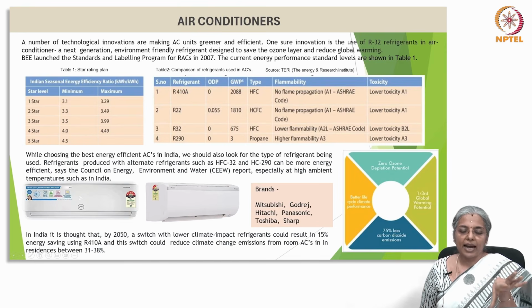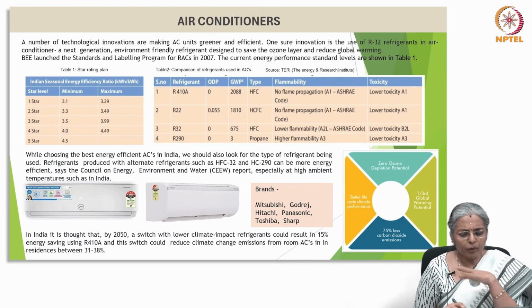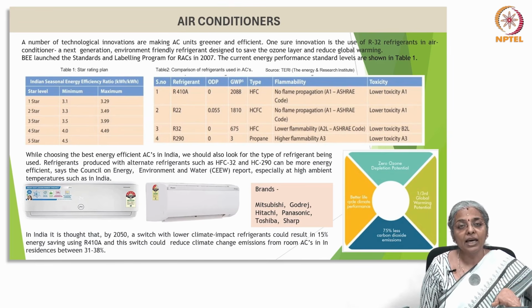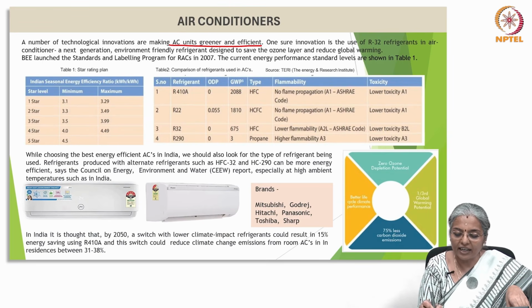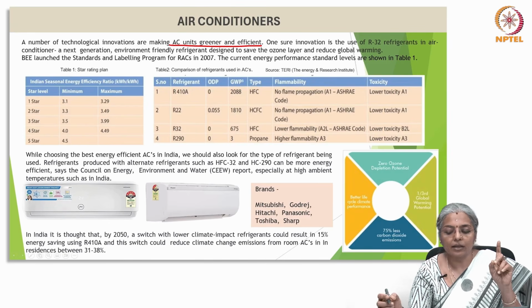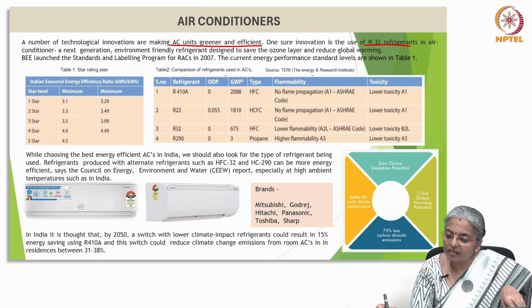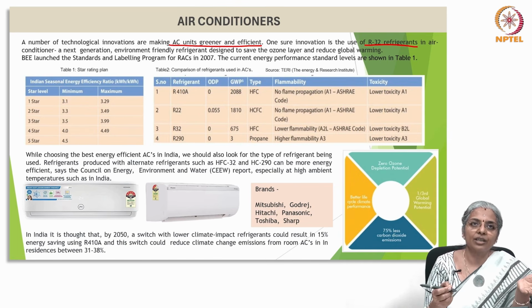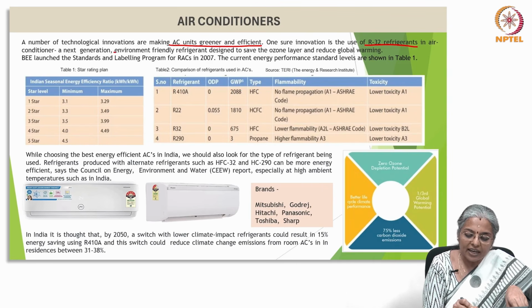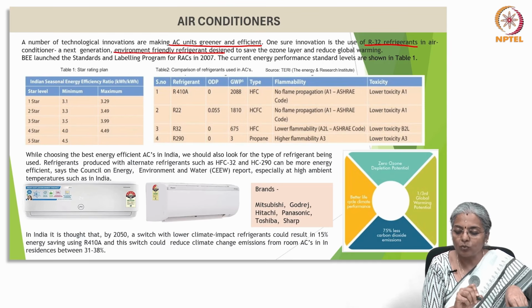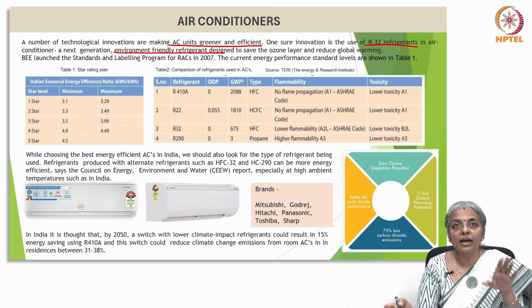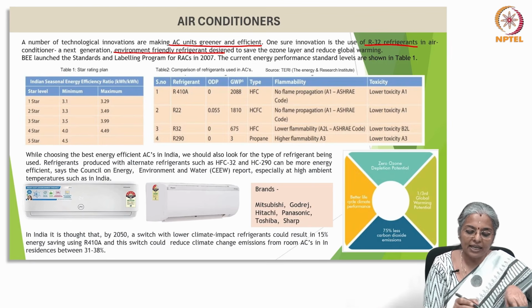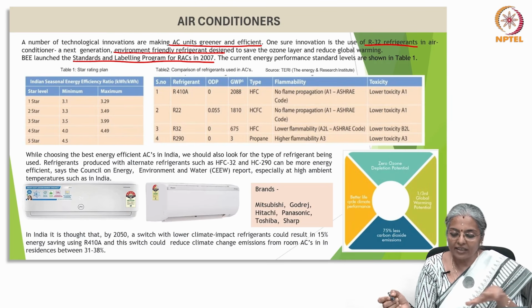Then let us look at air conditioners. Now, a number of technological innovations are making AC units greener and efficient. One definite innovation is the use of R32 refrigerants in air conditioner, which is actually a next generation air conditioner. These are environment friendly refrigerants which are designed to save the ozone layer and reduce global warming. So, the BEE has launched the Standards and Label Program for RACs in 2007, and this is how it looks like.